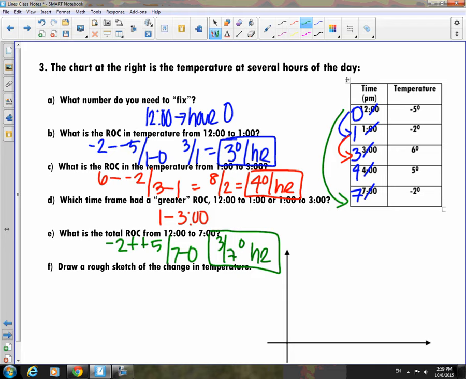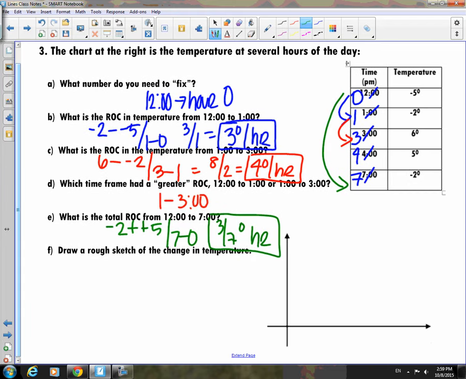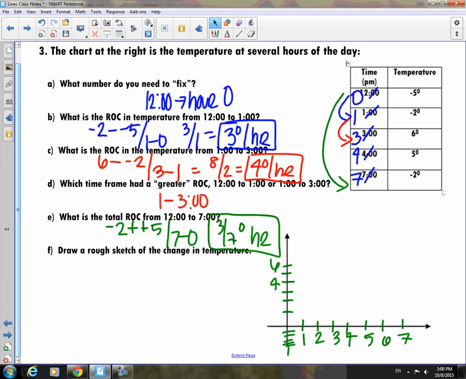And if we were to draw a rough sketch of our temperature here, we would go ahead and put in our labels 1, 2, 3, 4, 5, 6, and 7. And we would need to go as high as +6 degrees and as low as -5. I guess we didn't do a very good job giving us enough space here. At 0, we were at -5. 1, 2, 3, 4, 5.